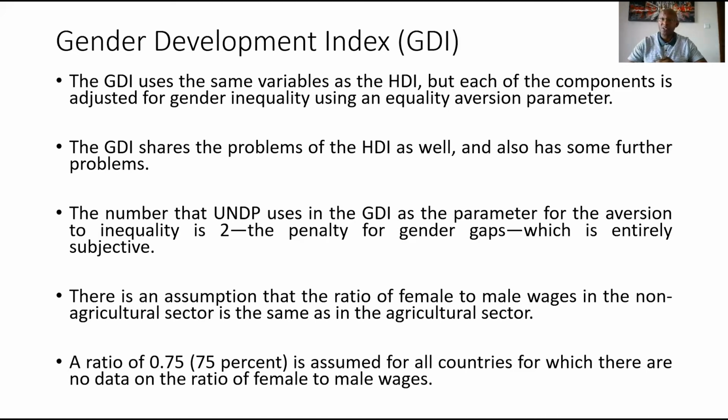The other index I would love to talk about is the Gender Development Index, and this uses the same variables as HDI, but each of the components is adjusted for gender equality using what we call the equality aversion parameter. Now, the GDI shares the problems of the HDI as well, and also has some further problems. The number that UNDP uses for the GDI as the parameter for the aversion to inequality is 2. The penalty of gender gaps is entirely subjective.